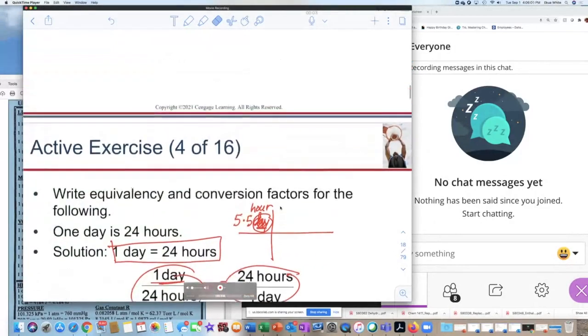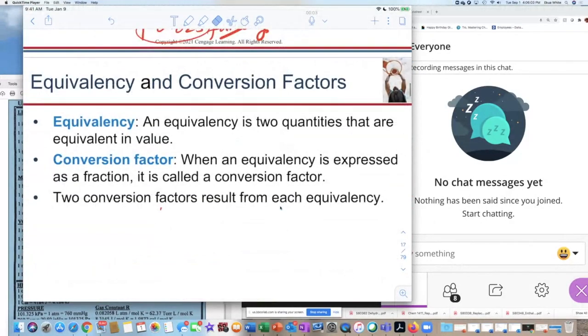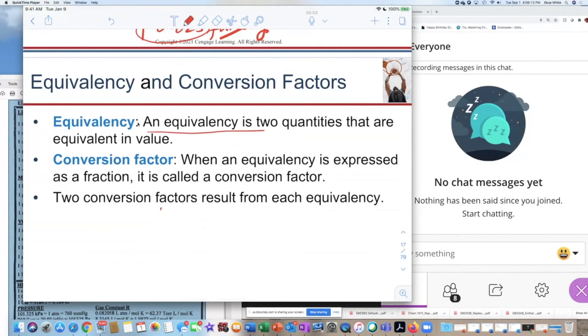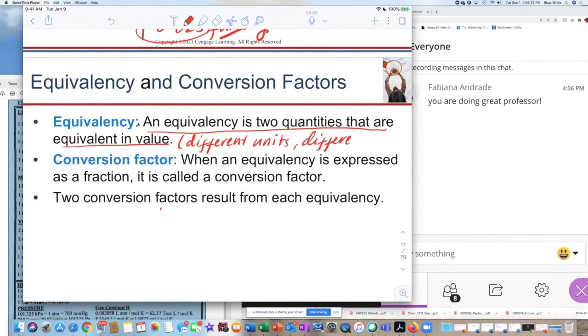So what I want us to recognize is that this table has a bunch of equivalencies. And an equivalency, it says right here, is two quantities that are equivalent in value. So they're two measurements of the same object with two different units. You have different units and probably different values, but these are representing the same object.